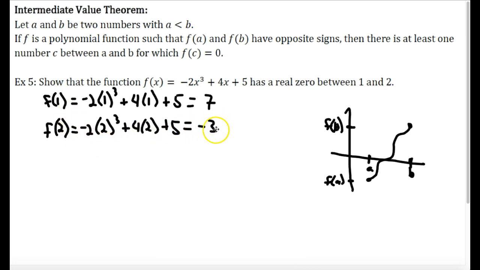So since I got y values with opposite signs, and this is a polynomial, meaning it's continuous, somewhere in between these 2 points, we have to cross the x-axis. We don't know exactly where, but somewhere in between 1 and 2, I have to cross the x-axis. So this work here proves that somewhere in between 1 and 2, there's a 0.